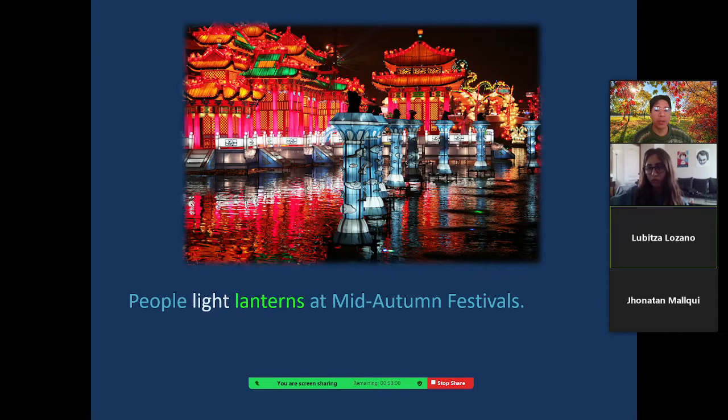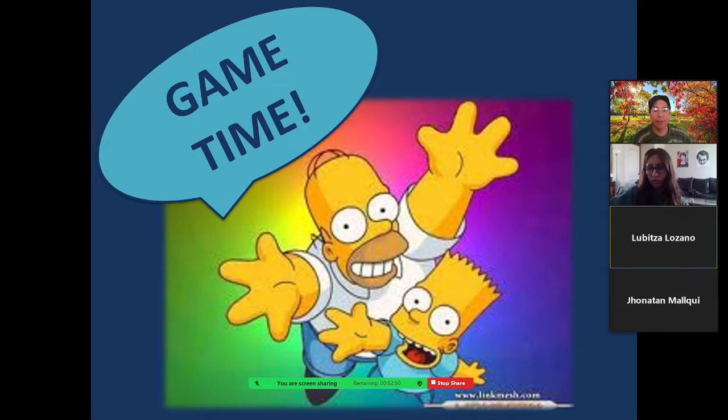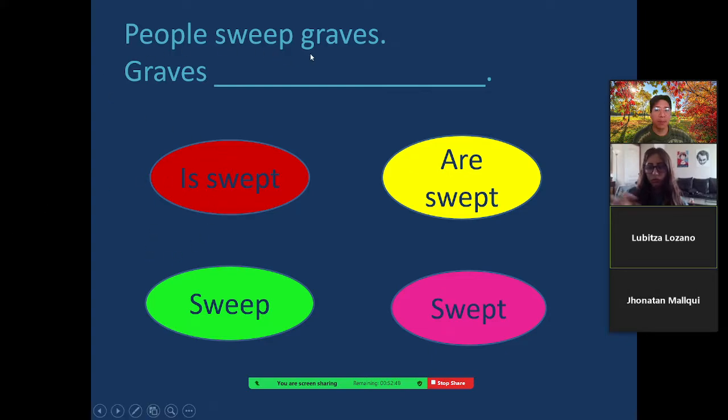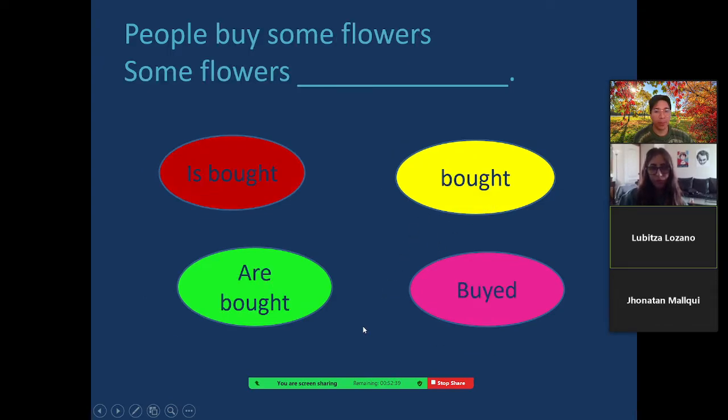This is a present. Then we have people light lanterns at mid-autumn festivals. So lanterns are lit by people. This is obvious. Light, lit, lit. Okay, so now let's do this. People sweep grapes. Grapes are swept. Which one? Are swept, of course.